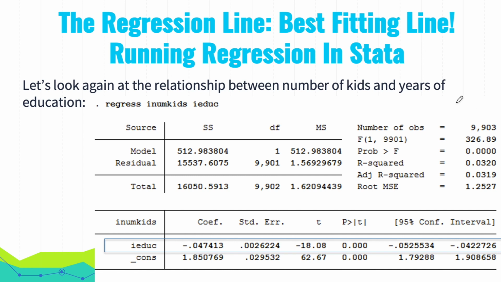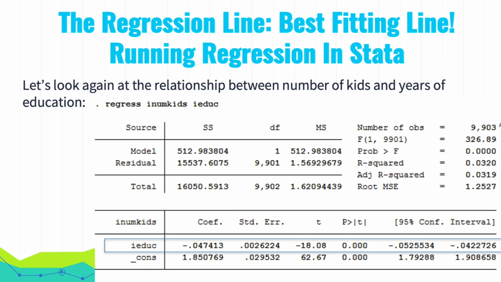Over here in the upper right-hand corner, we have a lot of facts that are useful. The number of observations, here we can see that 9,903 respondents are included in this data. We can also see an r-squared value. Remember, r-squared tells us how much of the variation in our data is explained by this model. Turn this value into a percent. It looks like 3% of the variation in number of kids is explained by years of education. So maybe it's not a very strong relationship.